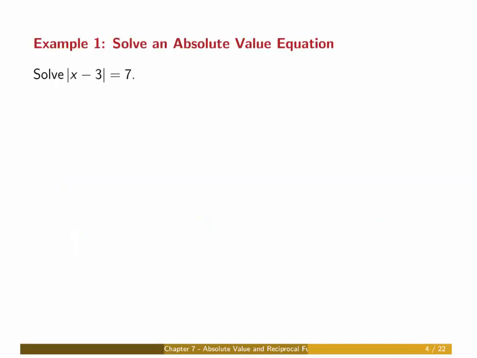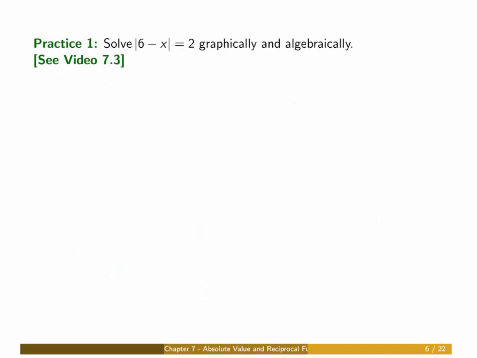So here's the first example. You can take a look at the solution in the notes. I'm going to do the practice problem associated with it. So here we go: absolute value of 6 minus x equals 2. The first thing I'm going to do is simply write out the definition, which is 6 minus x and negative 6 minus x. The question is, what are the conditions?